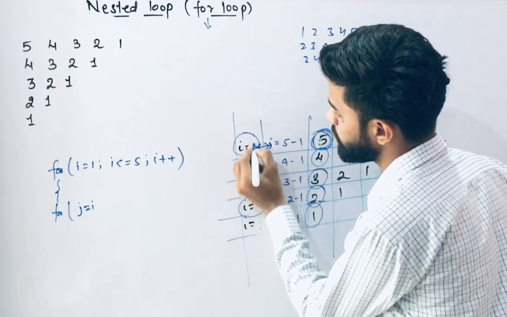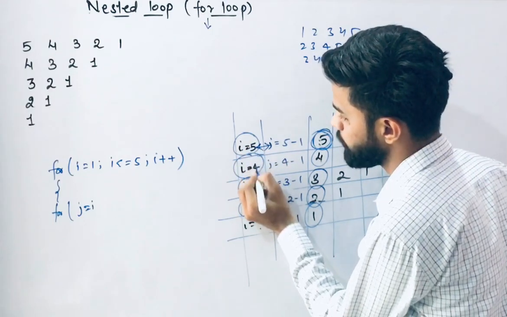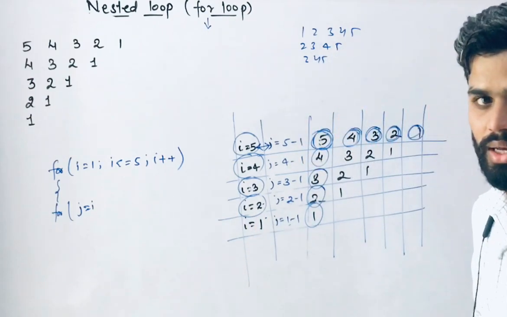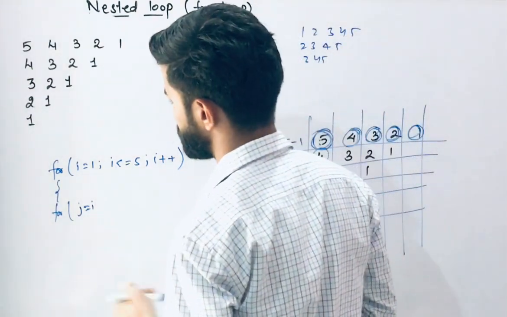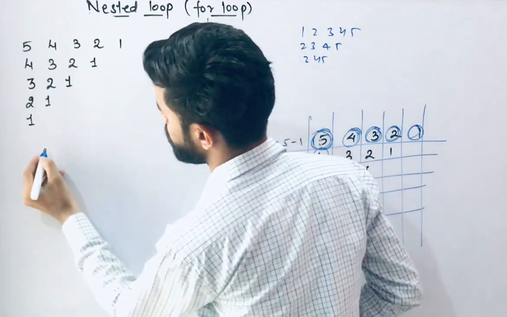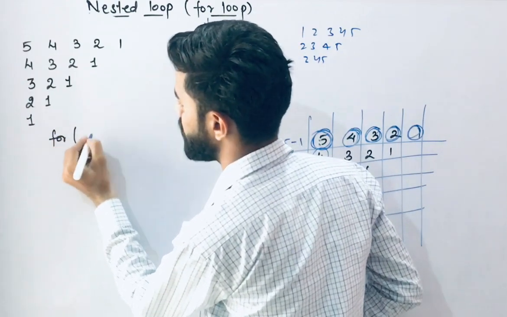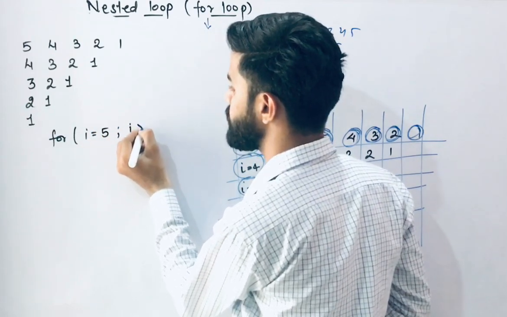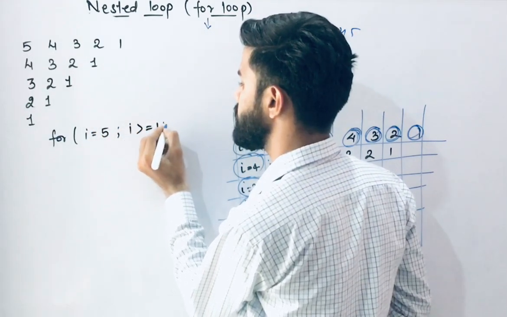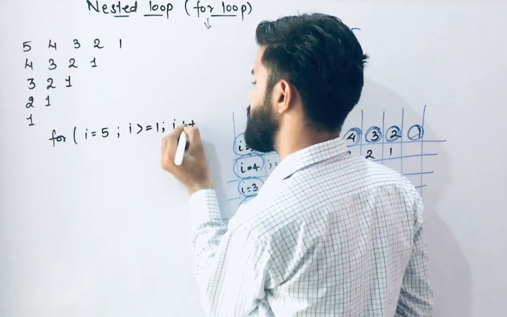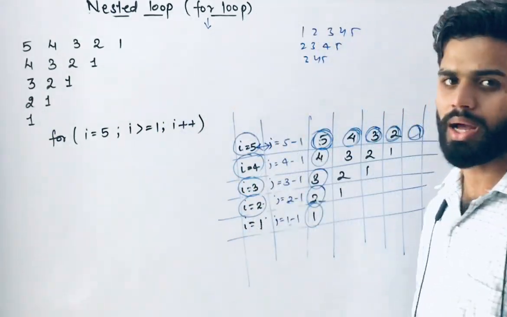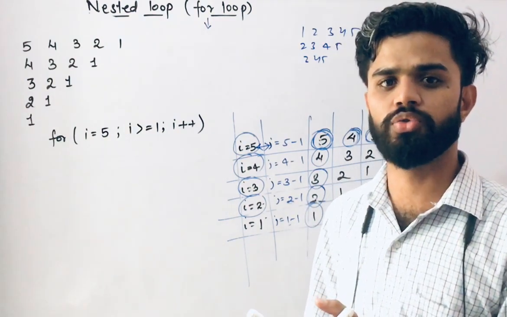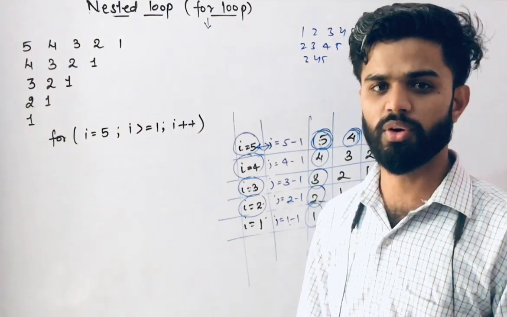It starts from 5, and then 4, and then 3, and then 2, and then 1. Clear? And our program is: for I equals 5, I is greater than or equal to 1, and I plus plus. Now because of this statement, the outer loop again runs 5 times, because we only want to run our outer loop 5 times. It does not matter what type of value we use.